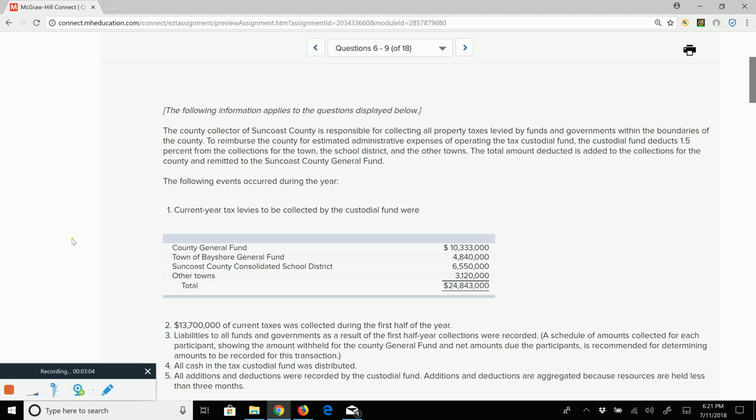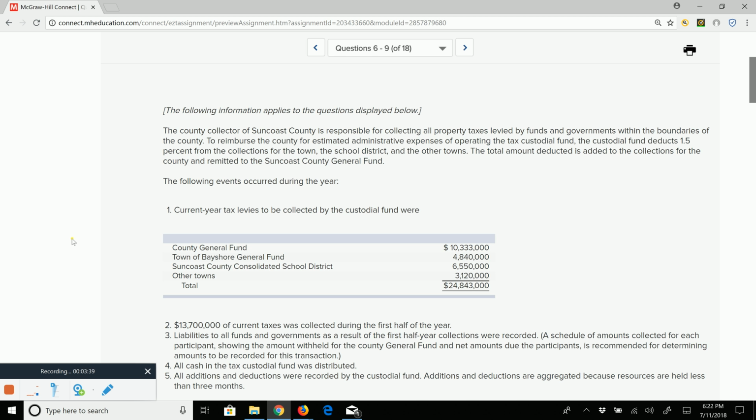We have the county tax collector of Suncoast County. They're responsible for collecting all property taxes levied by funds and other governments within the boundaries of the county. To reimburse the county for estimated administrative expenses of operating the tax custodial fund, the custodial fund deducts 1.5% from the collections for the town, the school district, and the other towns. The total amount deducted is added to the collections of the county and remitted to the Suncoast County General Fund.